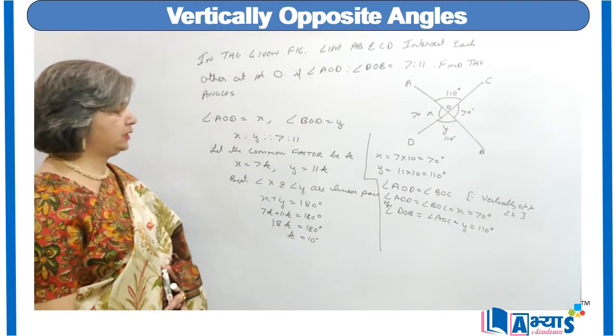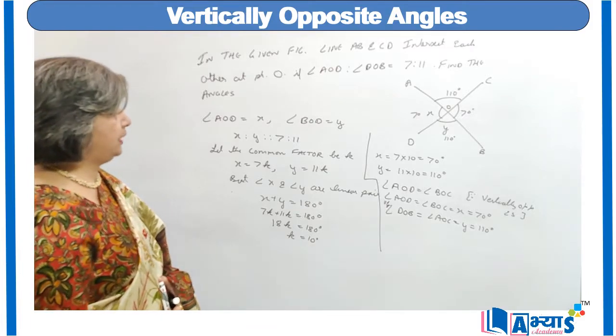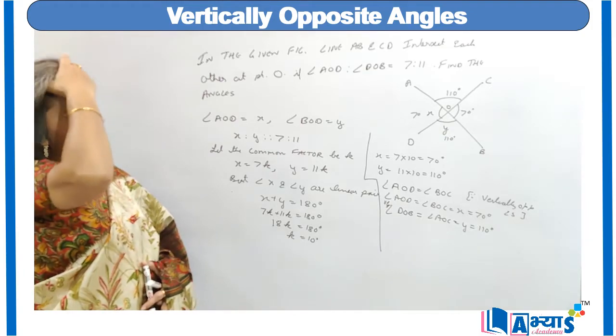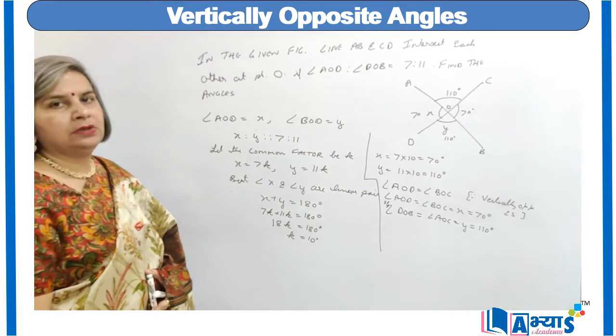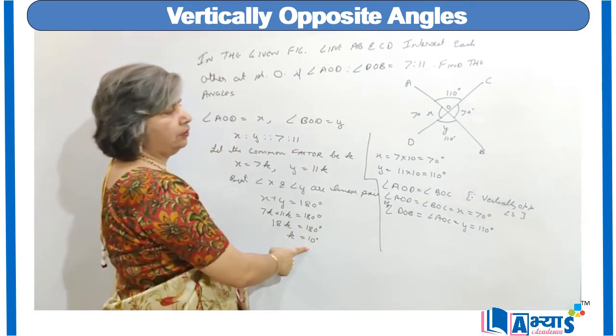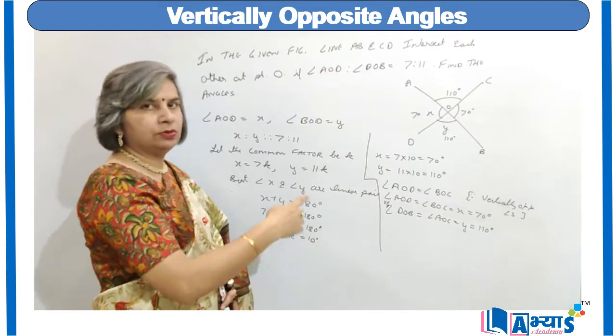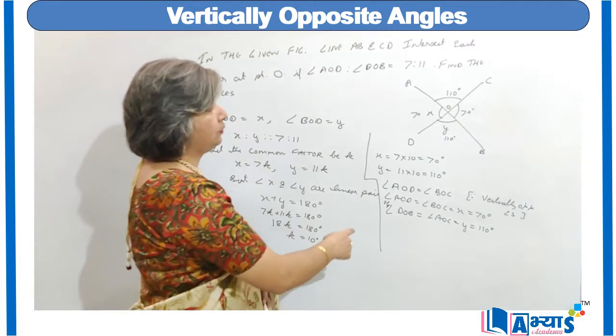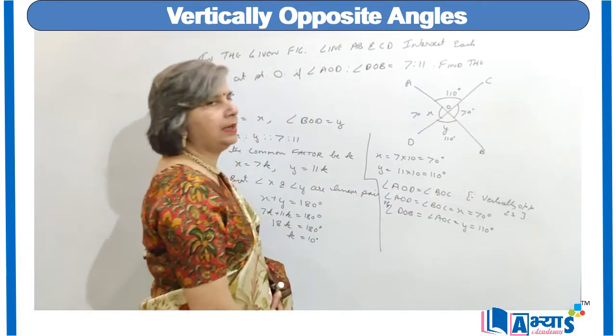Substituting the values of x and y, x is 7k and y is 11k, it is 180 degrees. 18k is equal to 180 degrees, k is equal to 10 degrees. So we have found the value of k, that is the common factor. So we found x is equal to 7 into 10, that is 70 degrees, and y is equal to 11 into 10, that is 110 degrees.